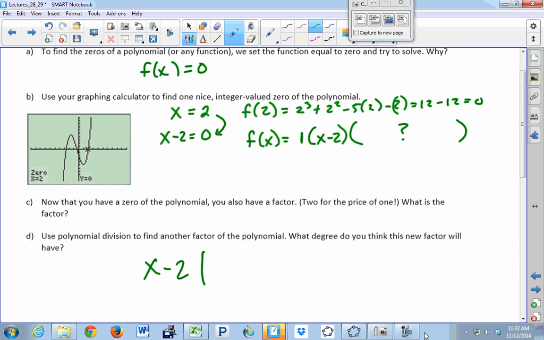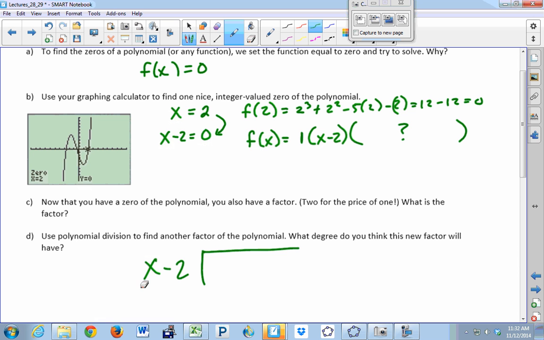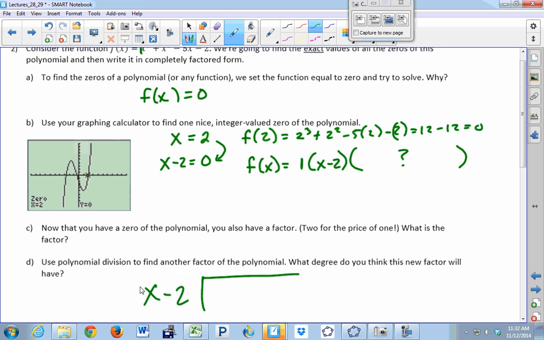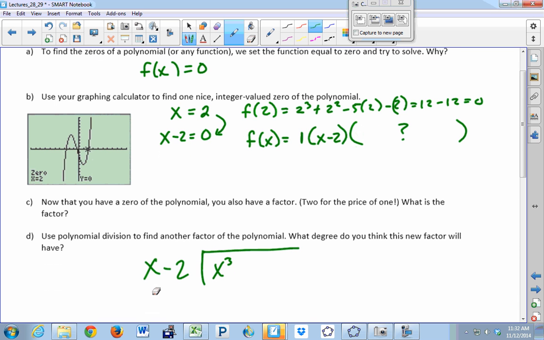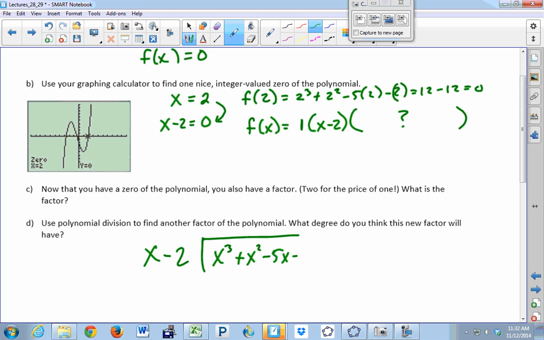Or if you want, you can use your synthetic, because remember that the downfall of synthetic division is it only helps you when you have a factor like this, x take away a number, or if it was x plus, your number would be a negative. But it's not going to help you if your only factor looked like 2x minus 3. Now, you could do some things to it, but you're not going to think about how to rearrange it. So learning the long division is helpful. Minus 5x minus 2. So your synthetic division over here would look like this: 1, 1, negative 5, negative 2. Those of you using synthetic.